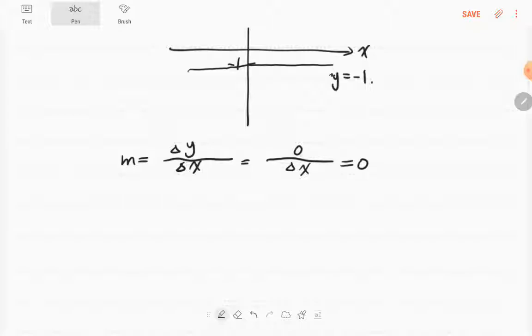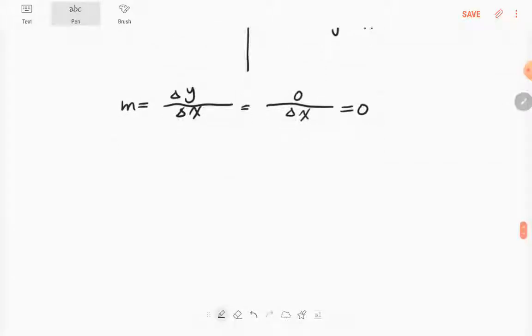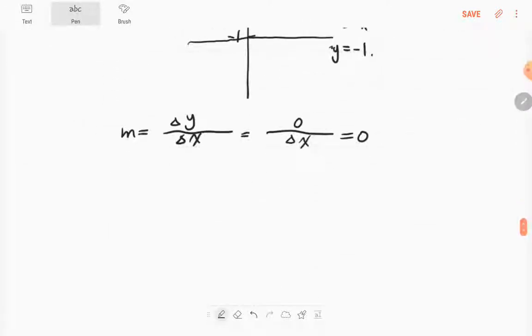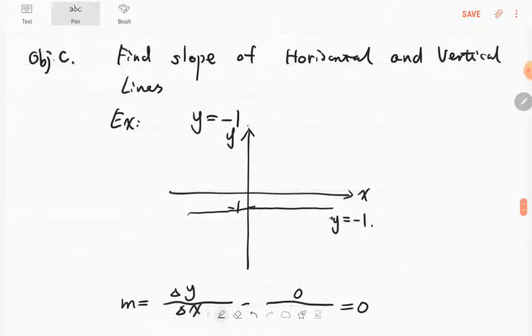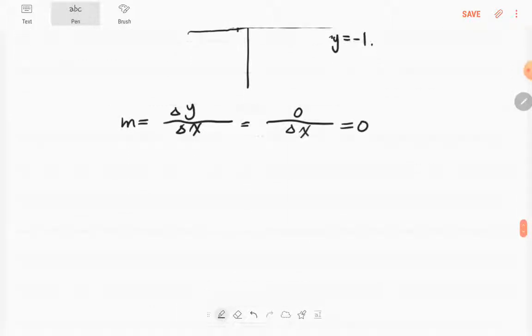Because we know y is a fixed number, there is no change in y. So the numerator is equal to 0. Then we will always get 0 as our slope. Okay, y equal to something is parallel to the x-axis. So it's a horizontal line. If it's a horizontal line, we know the slope is equal to 0.